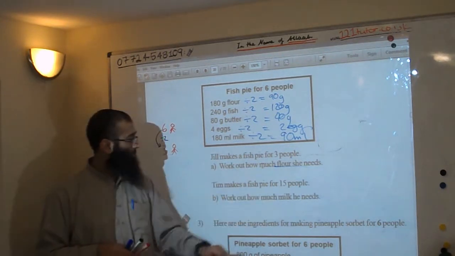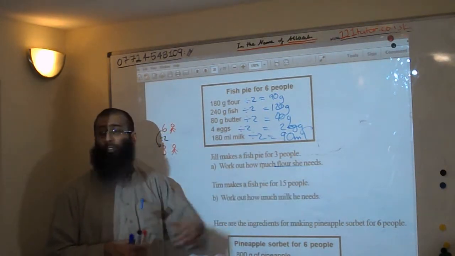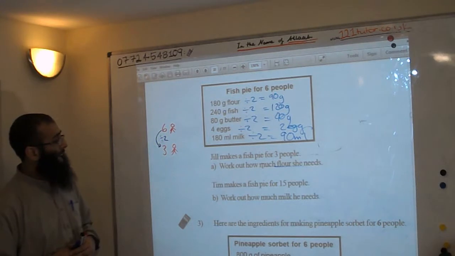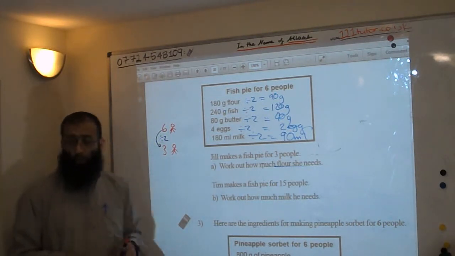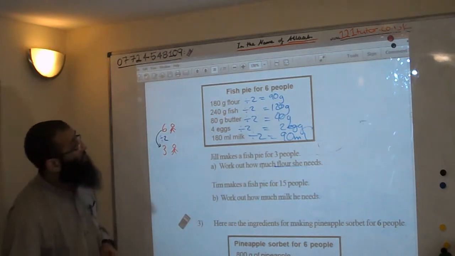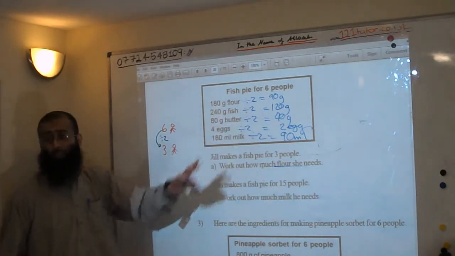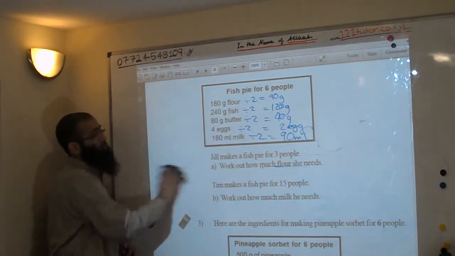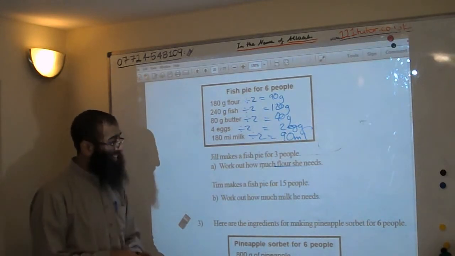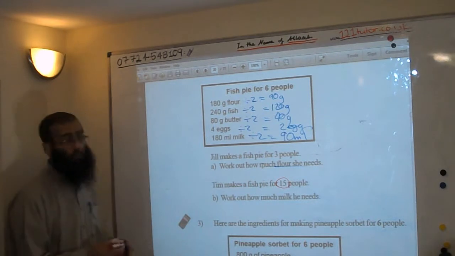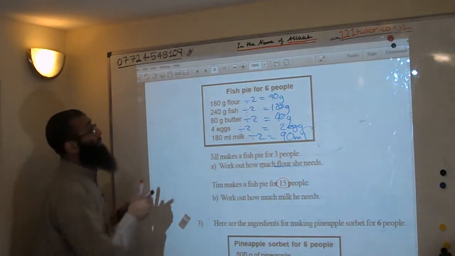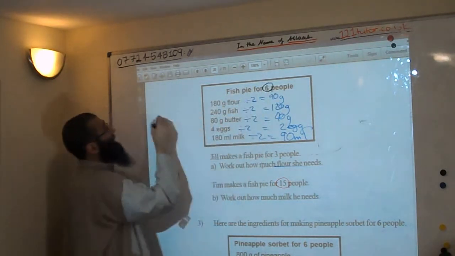The next question. Tim makes a fish pie for 15 people. Work out how much milk he needs. So we need to go from 6 to 15. I'm going to rub this out, the previous question we haven't done this one, and we're going to, in a sense, do that part again. Our target is 15, and we're starting with 6.